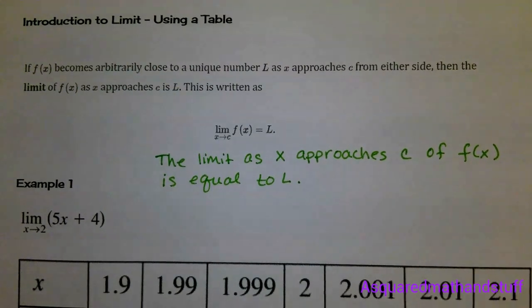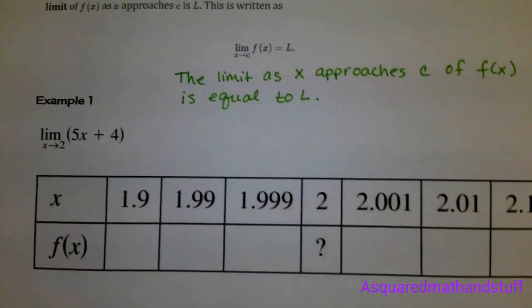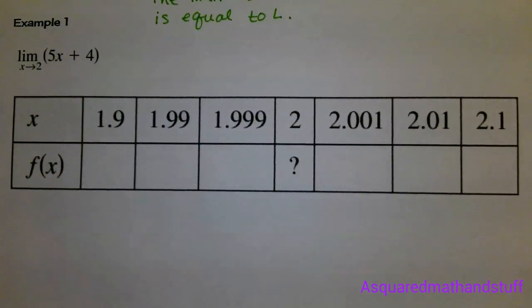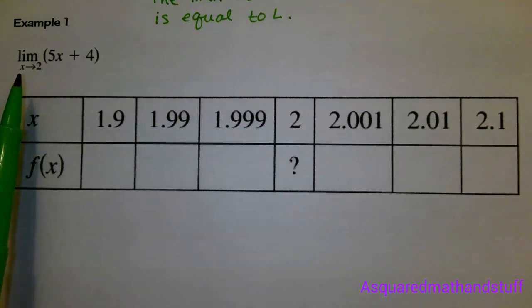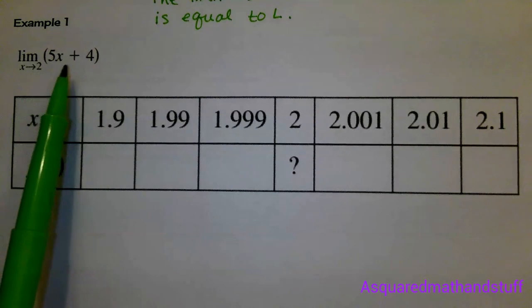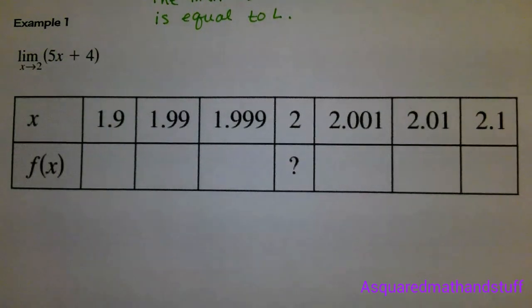Let's take a look at an example so we can start talking about exactly what this means, because I guarantee it still doesn't make any sense to you. Okie dokie. First example. We are going to take a look at the limit as x approaches 2. So in this c position, we have a number. c stands for constant. So we're looking at as x gets closer and closer and closer to the number 2 in this equation, 5x plus 4.